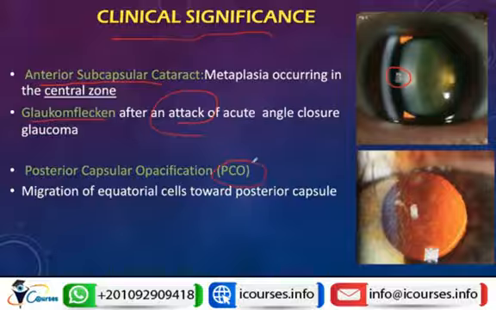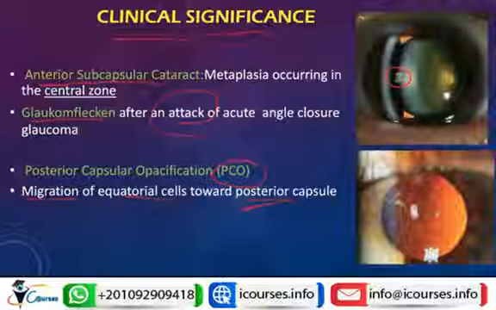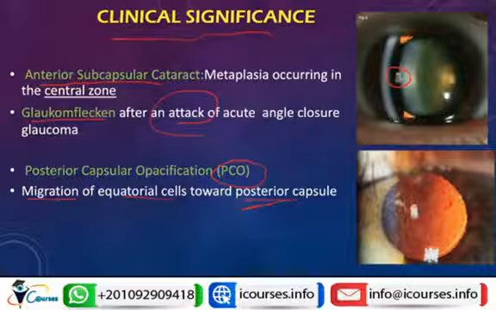PCO, or posterior capsular opacification, means that there is migration of equatorial cells toward the posterior capsule, as you can see here. These are called the PCO. So this is just the residual cortical fibers, or equatorial cells, that will migrate to reach the posterior capsule, causing this opacification.